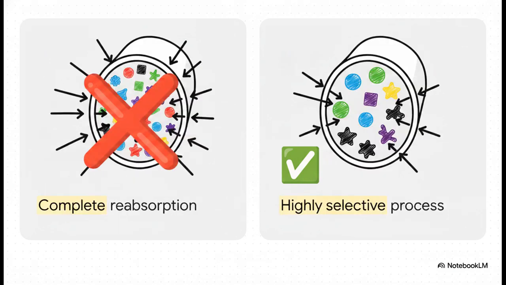Let's look at another common pitfall. The myth here is complete reabsorption, this idea that the body absorbs everything back into the bloodstream. The reality is that this process is highly selective. The nephron's tubules are perfectly engineered to reabsorb only the specific amounts of water, glucose, and ions your body currently needs to maintain homeostasis, explicitly leaving the waste behind. So remember, highly selective, not complete.